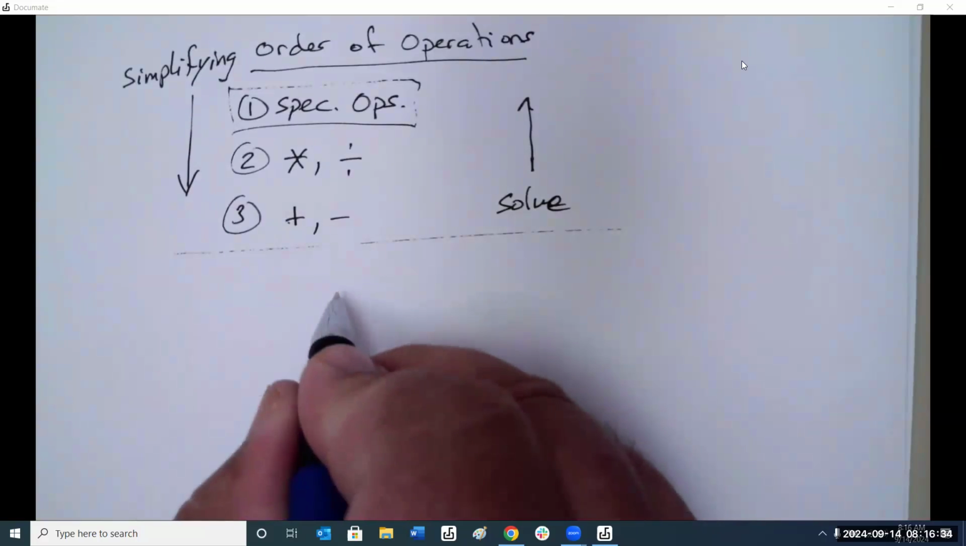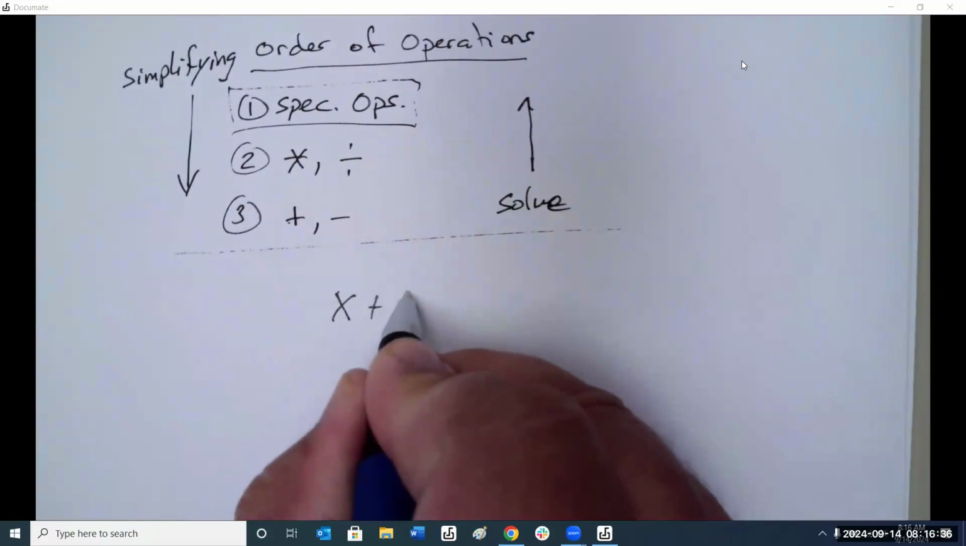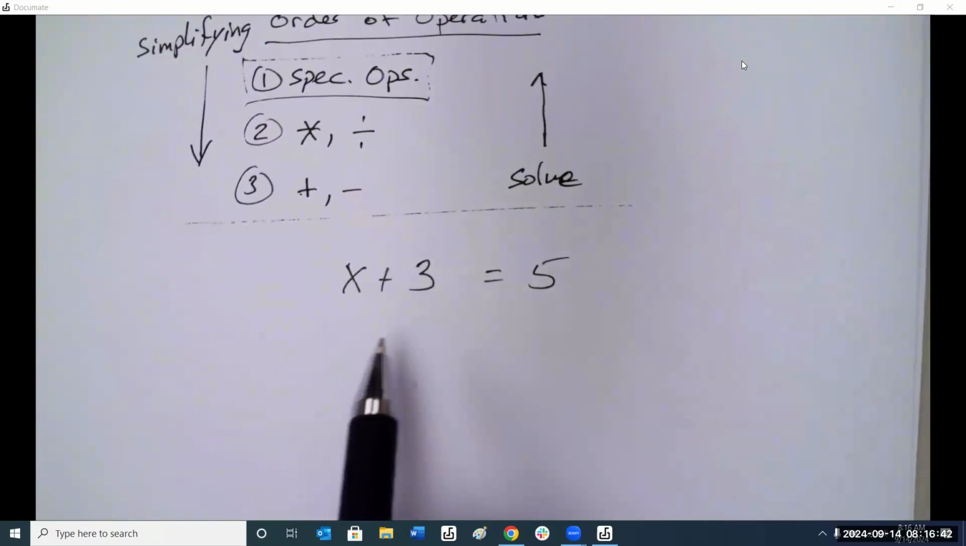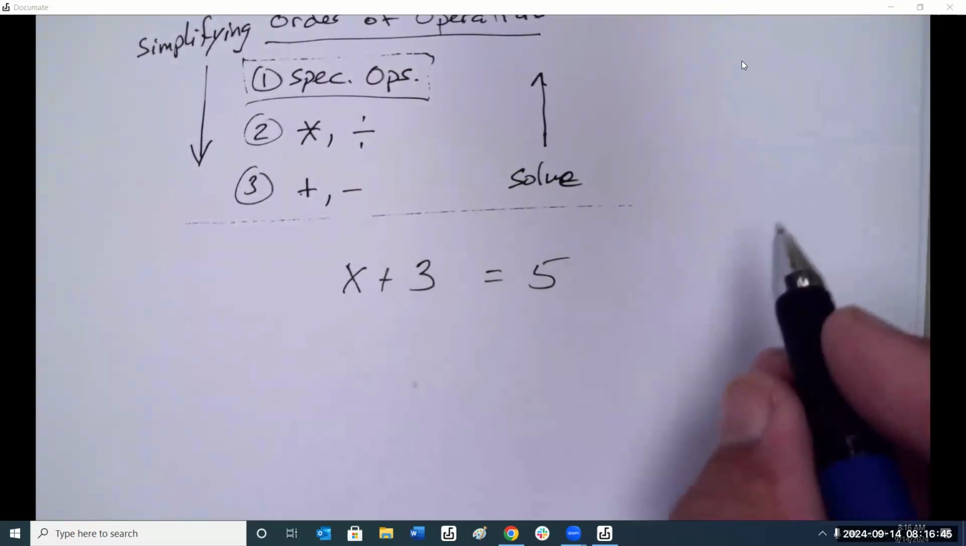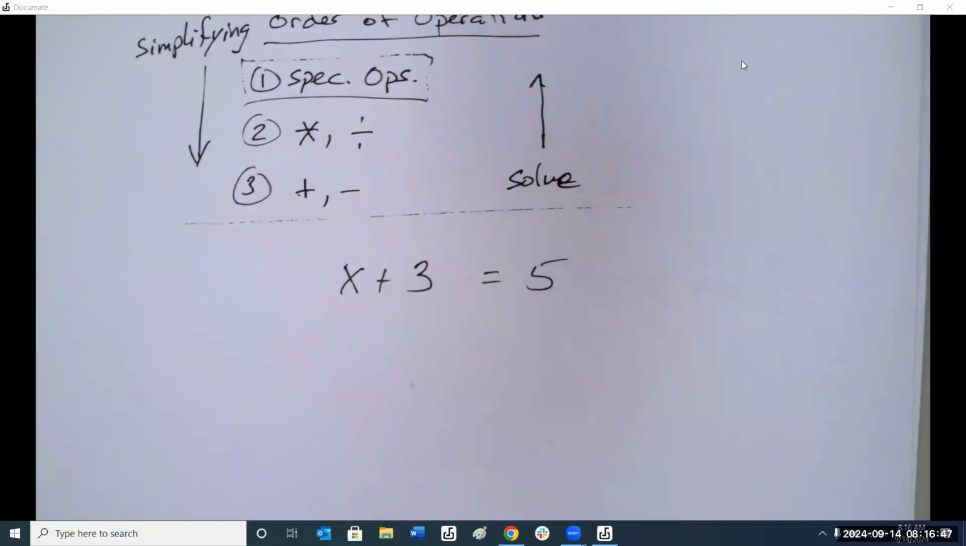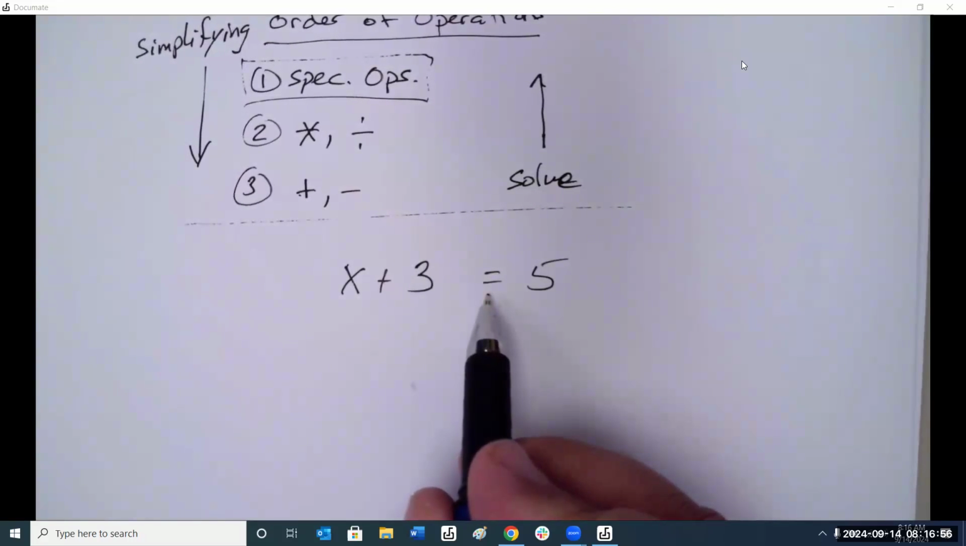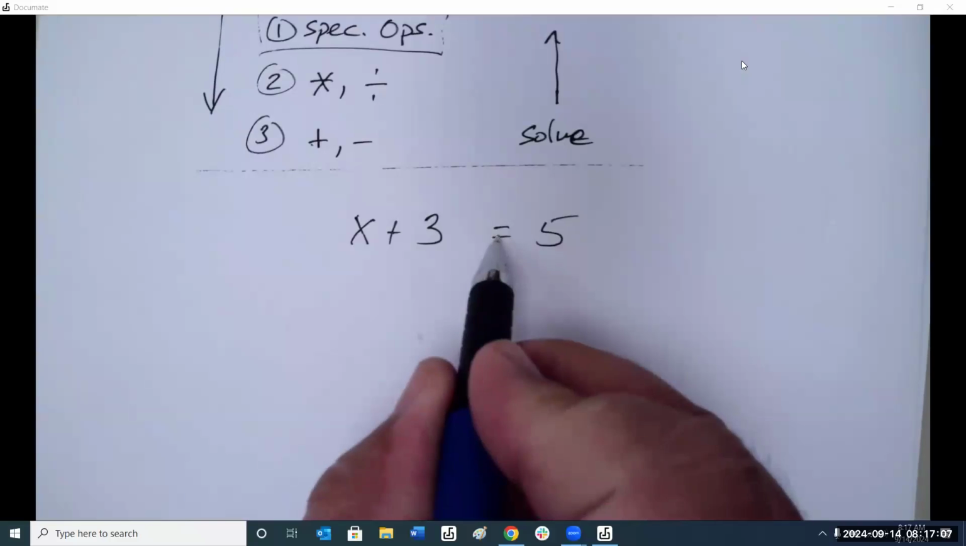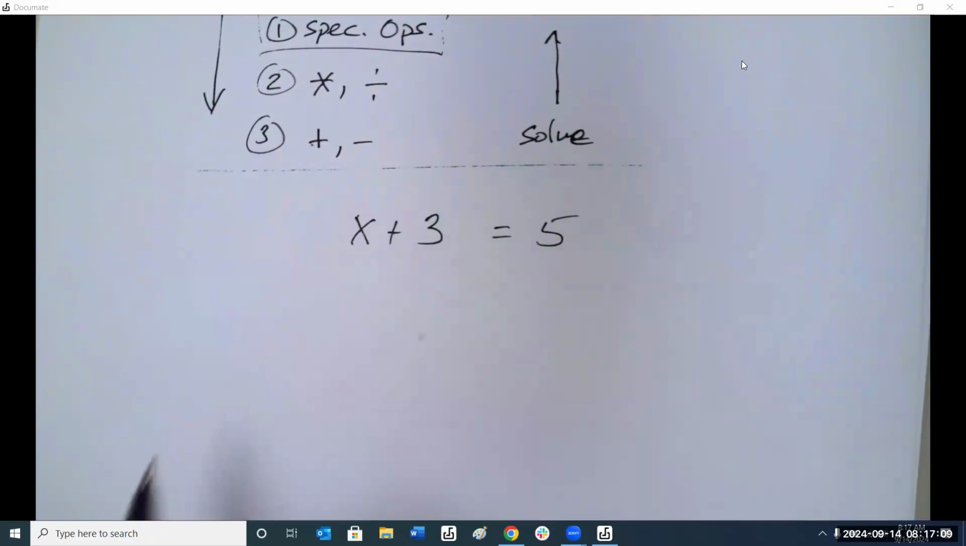For example, x plus 3 equals 5. No special operations. You're solving for x. How do we know we're solving for x? It's the only variable in there, and it's got an equal sign. If there's an equal sign, that means you're not done until something equals something. So since we're solving for something and x is the only variable, we're solving for x. X plus 3.